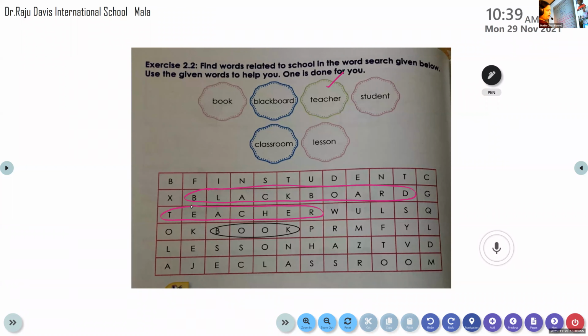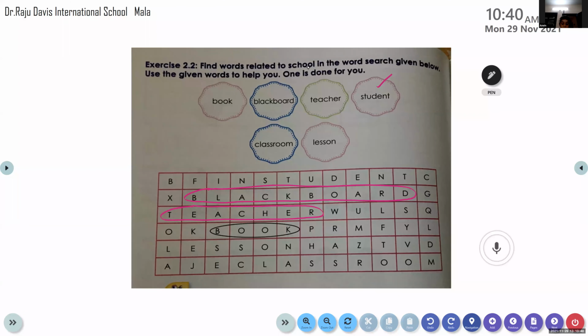Rituparna, please sit properly at your place. Amreen, unmute. Read the next word. See, I have put a tick mark on that word. Read it. S-T-U-D-E-N-T, student. Student. Find it in the word search puzzle.